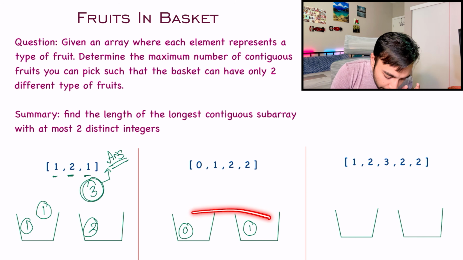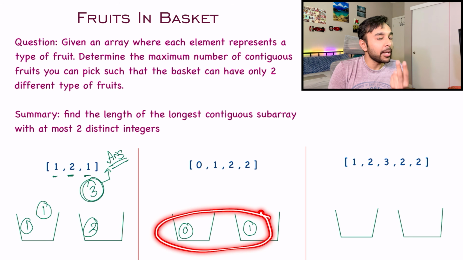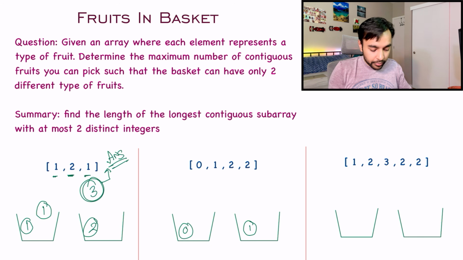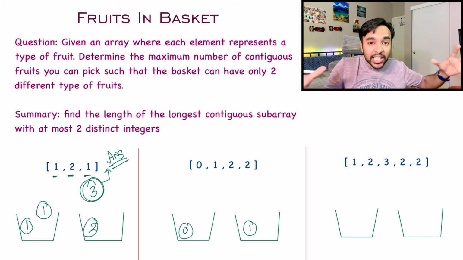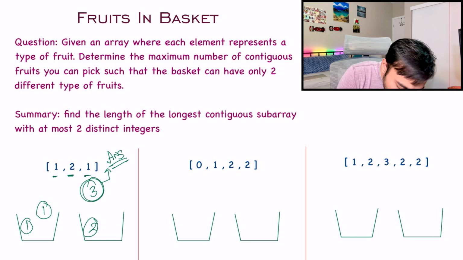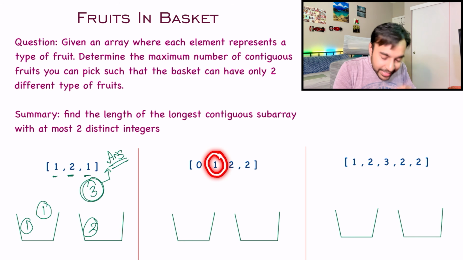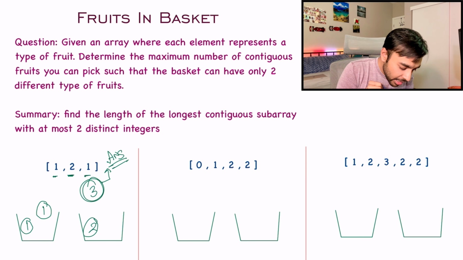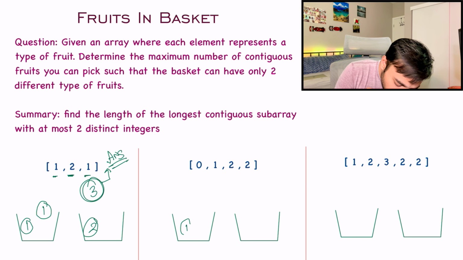How many fruits were you able to collect? You were able to collect a maximum of 2 fruits, correct? But this is not the answer. You need to determine what is the maximum amount of fruits that you can pick. So instead of starting from the first fruit, what you can do is you can start off with the second element, that is 1. My basket is empty, so I add a 1 over here.